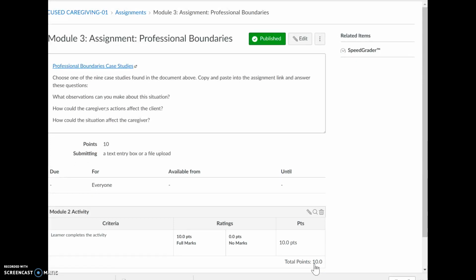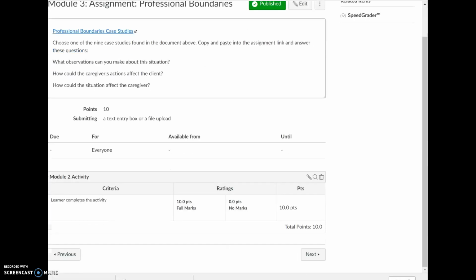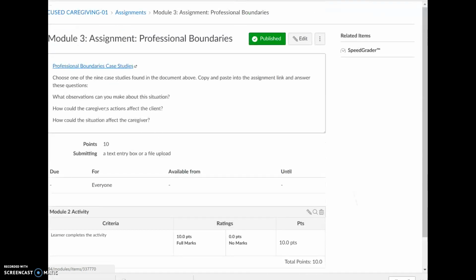So there are different case studies. You're going to choose one of the 9 case studies found in the document that's up here, and then copy and paste into an assignment link and answer the questions. What observations can you make about the situation? How could the caregiver's actions affect the client? And how could the situation affect the caregiver? And then upload it. And that is all for this module.